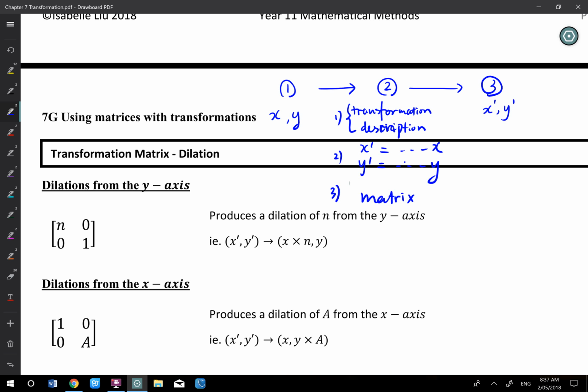The transformation description can directly give you x dash equals some x, y dash equals some y, and that can directly give you the matrix. And the matrix can directly go back to the x dash y dash thing, and therefore you can write the descriptions from that. So that's maybe a better order, but it doesn't matter, they can become each other. That's all you need to remember. That's all under step number 2. That's what you get from step number 2.